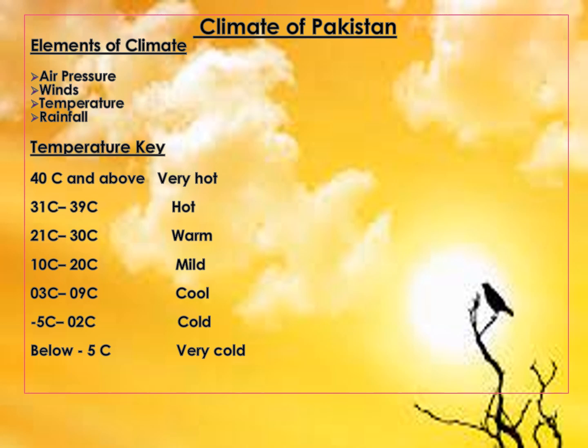Then we have winds. A current of air moving with speed in any direction, but generally assumed to be parallel to the earth's surface, is called a wind. The speed of wind is measured by an instrument called an anemometer, and for wind direction a wind rose is used. Wind always blows from high pressure to low pressure.